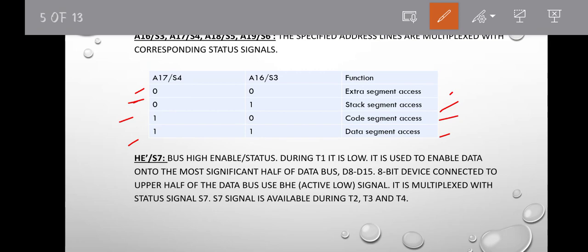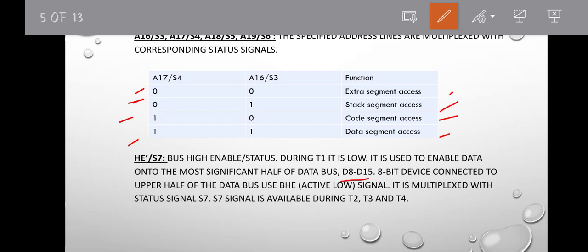Whenever it shows 1, that means we have to multiplex the address and data, as we already talked about. Whenever we want to access only data, then the bus high enable pin is 1. Then it takes only data D8 to D15. And an 8-bit device connected to the upper half of the data bus uses the BHE signal.